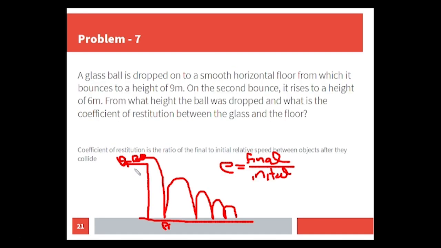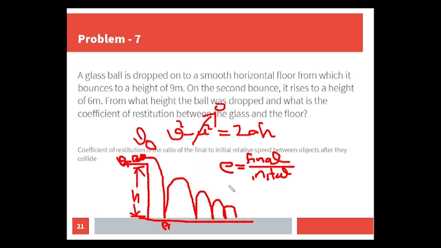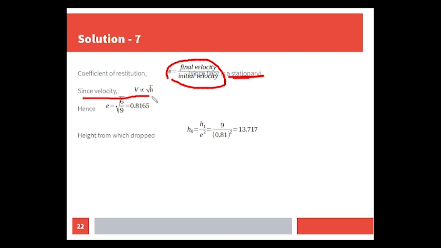So here the height is h. Imagine we drop the ball and it reaches the floor with a velocity v0. Then using the kinematic equation v squared minus u squared equals 2as, or 2gh, where the initial velocity is 0, you can solve this and you will get v to be root 2gh, since acceleration is g. So v is directly proportional to root h. So we can write this equation e to be the square root of h1 over h0.